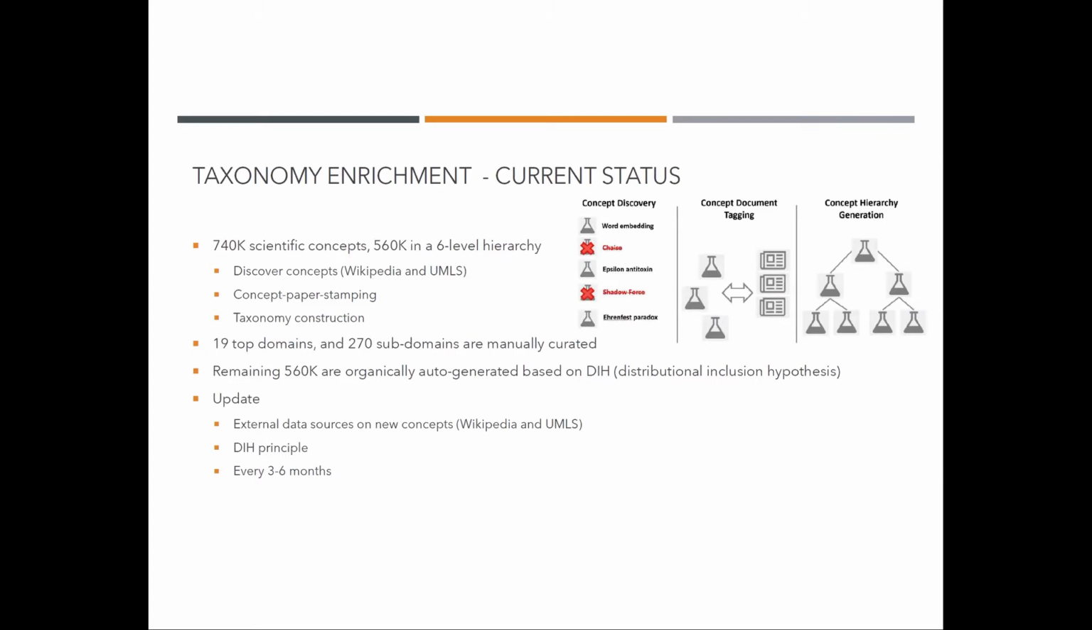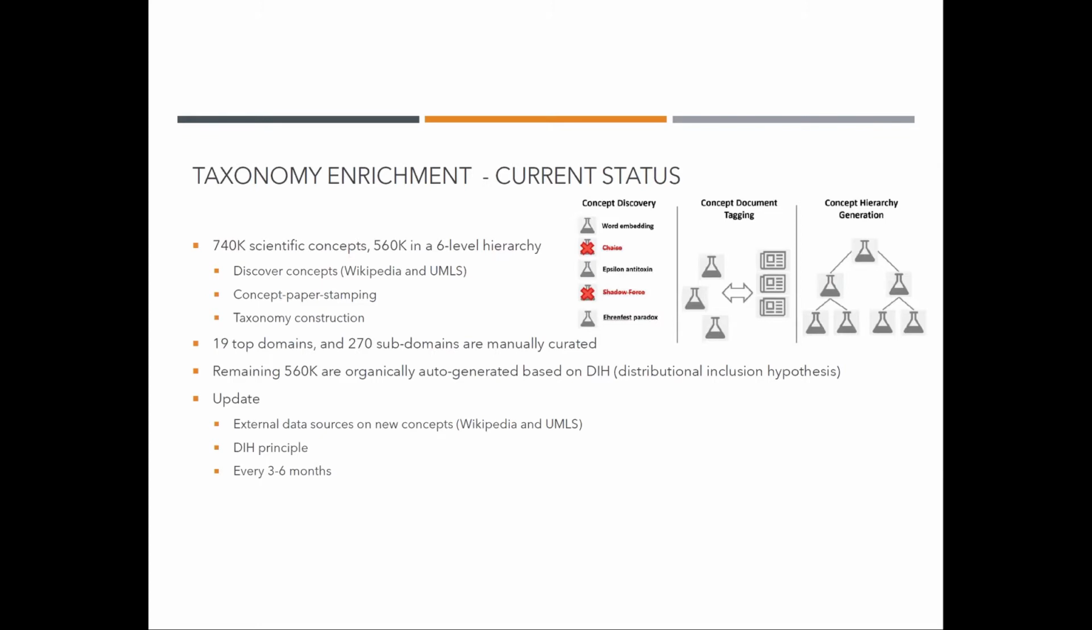The second stage is to recognize on each paper what domain, subdomain, and more specific or granular concepts are associated with the paper. The third stage is leveraging the second stage result, and we apply the DIH principle, which is the distributional inclusion hypothesis, to construct a 6-level hierarchy.